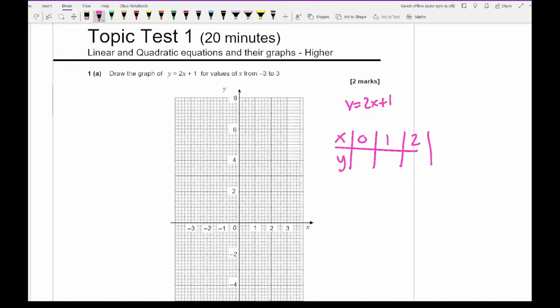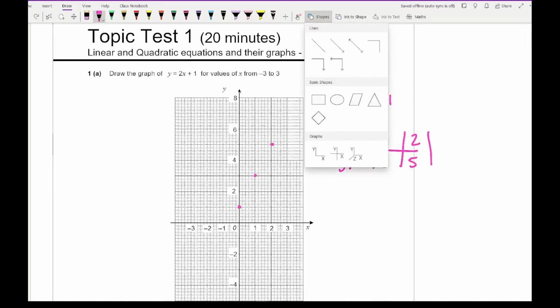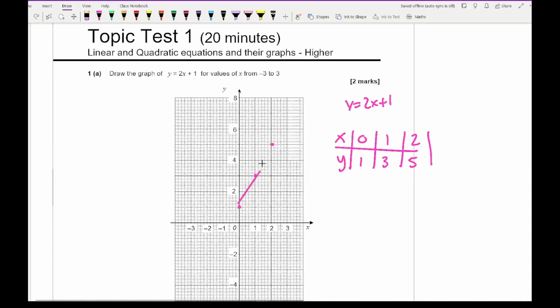So 2 times 0 is 0, plus 1 is 1. 2 times 1 is 2, plus 1 is 3. And 2 times 2 is 4, plus 1 is 5. So I'm plotting 0, 1, which is there, 1, 3, which is there, and 2, 5, which is there. And then all I need to do is make sure that I'm drawing a line that connects those 3 points up. Now what is important is that you don't just draw a line that connects those 3. You need to make sure that your line extends.